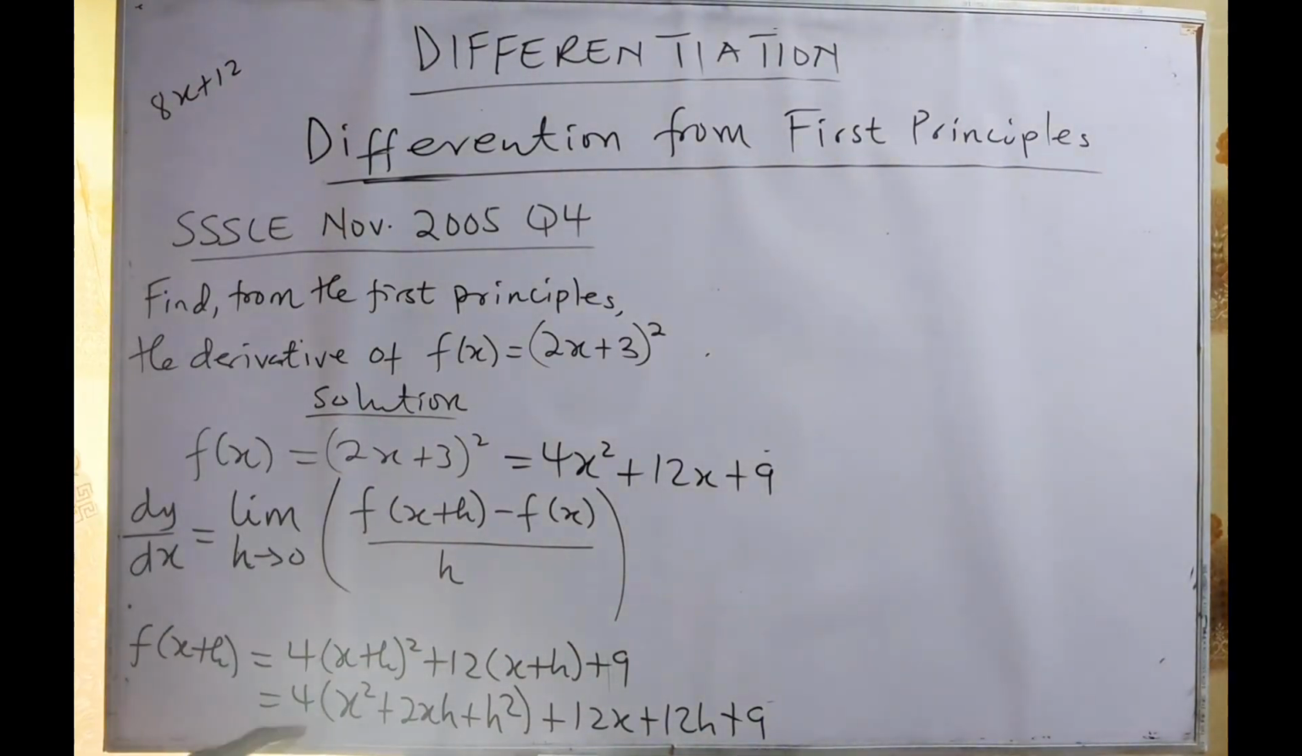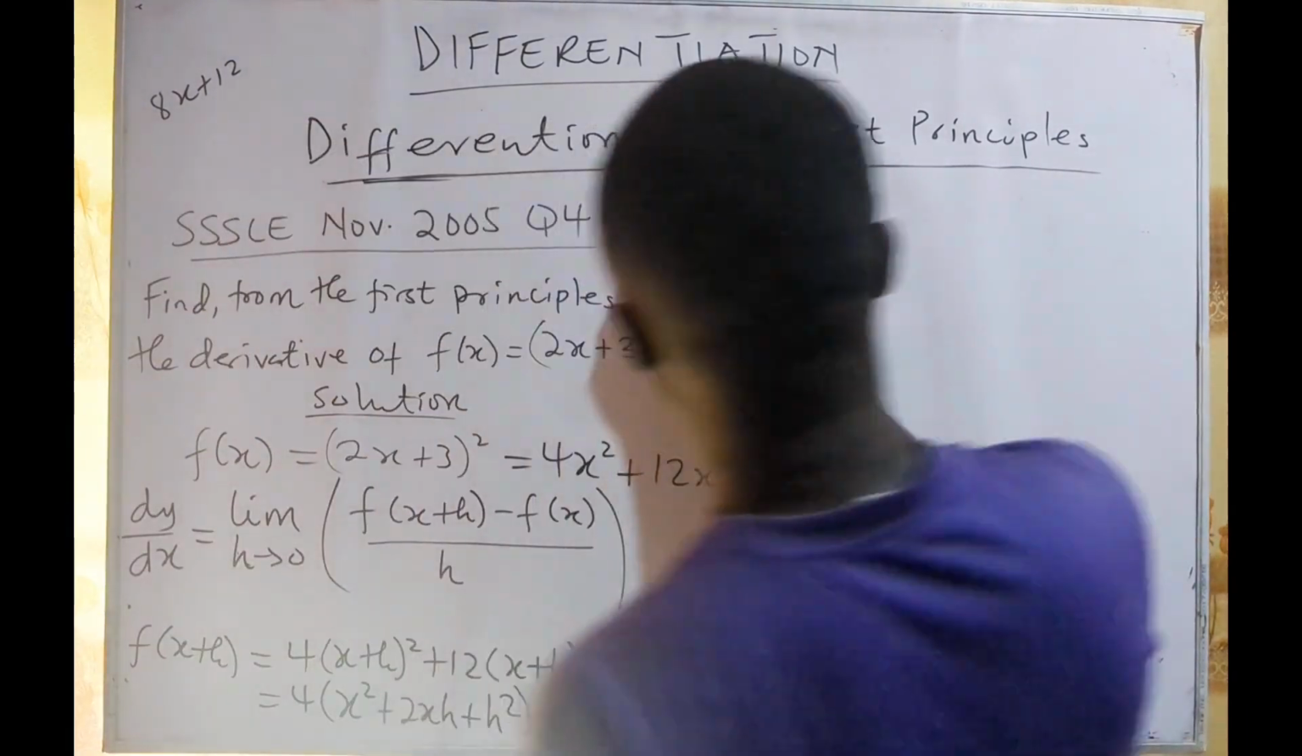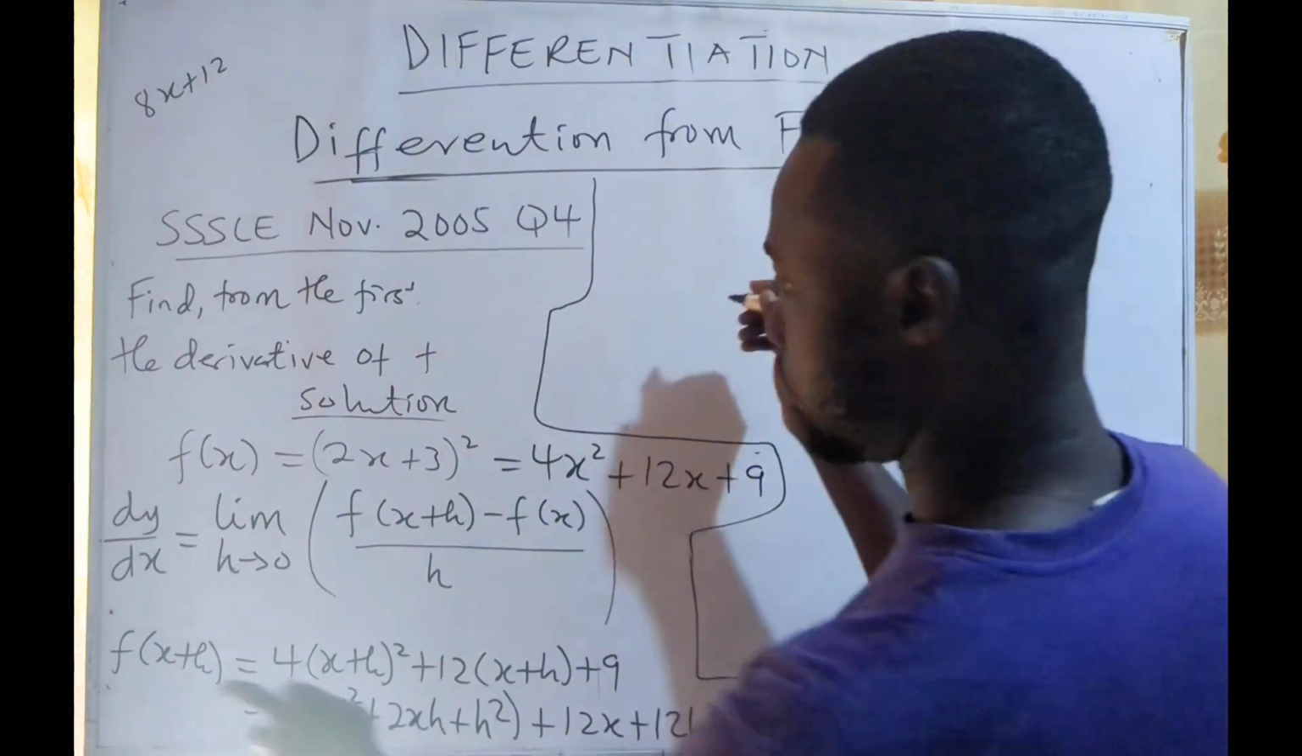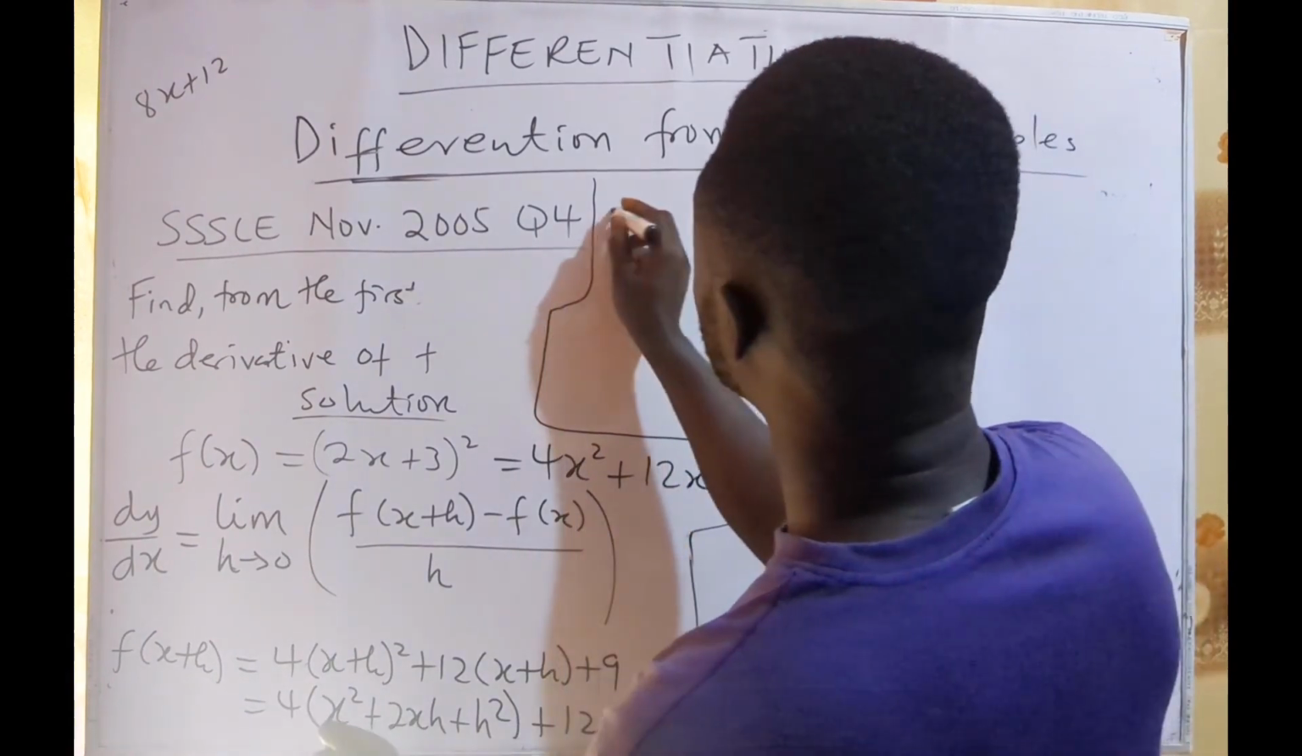Okay, so we have to also expand this, multiplying 4 by whatever is in the bracket here. So let's continue from here. So our f of x plus h will be equal to what?